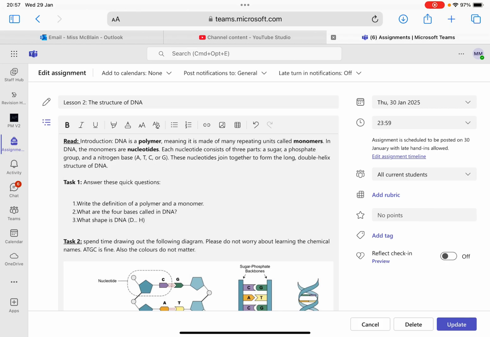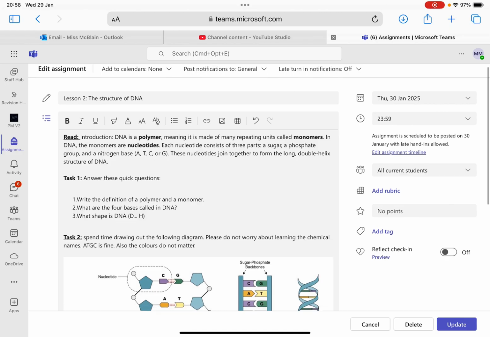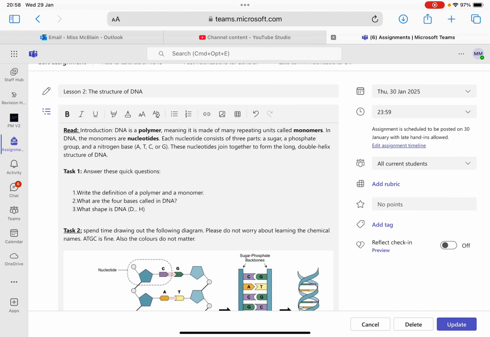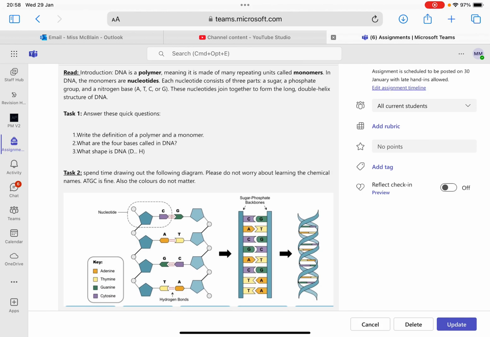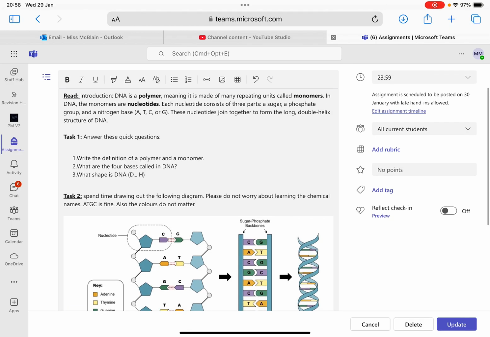These nucleotides, so those sugars, the phosphate and the base, join together to form a long double helix structure of DNA. So DNA is a bit like a twisted ladder. And those bases are found in the middle of the ladder, so the bits that you would walk up. Now, the outside of the ladder, the bits that are holding up those rungs, that would be your sugar phosphate backbone. So that's the same regardless of what the base is. The only thing that changes is the base.